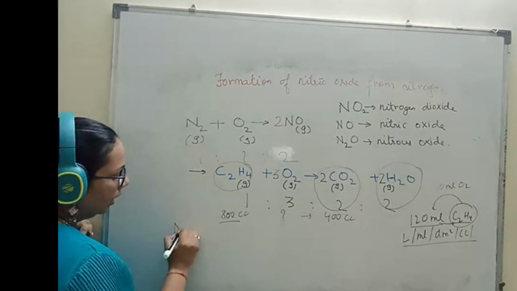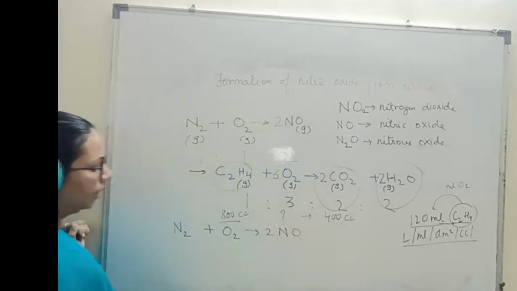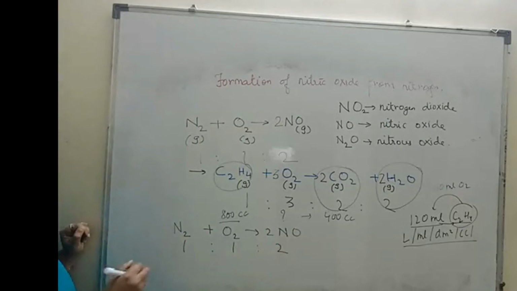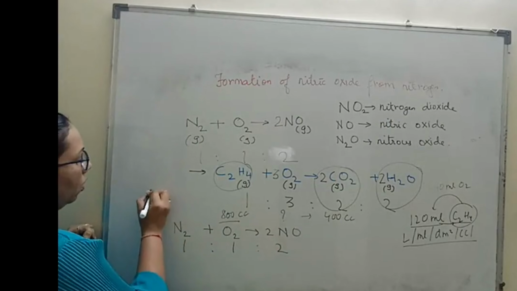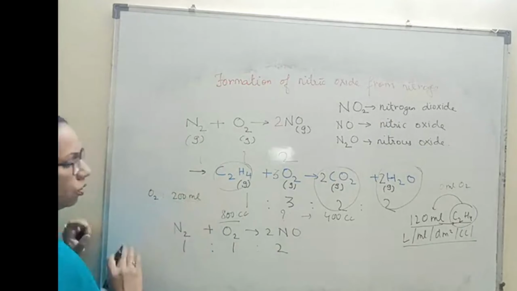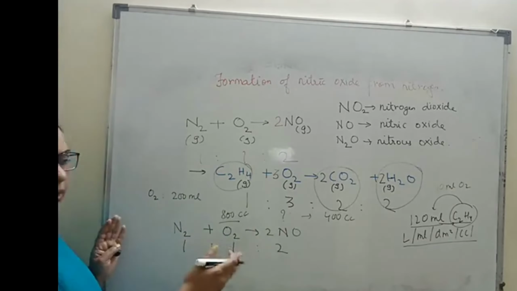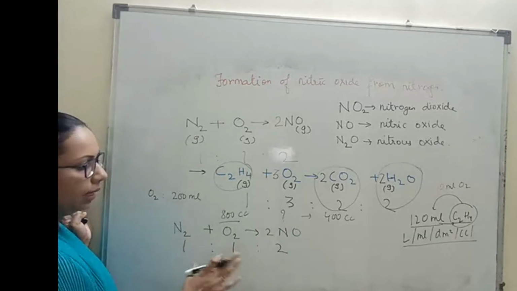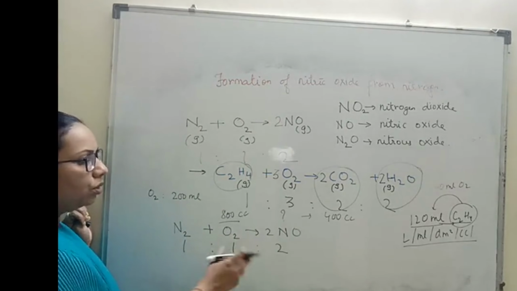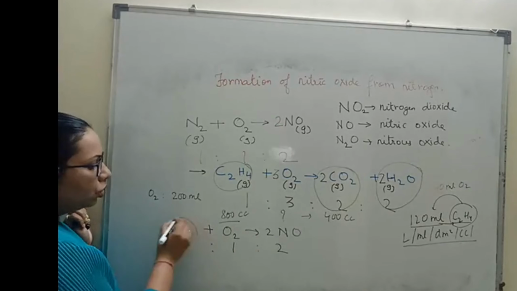Take the top one, which is N2 plus O2 giving nitric oxide. What is the ratio? 1:1:2. Now, if I tell you in a question that oxygen is 200 ml, guess how much is the total reaction? Sometimes there is incomplete combustion, but in this question, it's a complete combustion that took place. So you have to tell how much nitric oxide was formed, how much nitrogen was there.